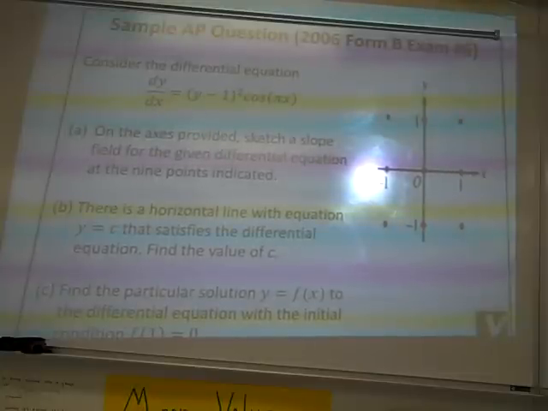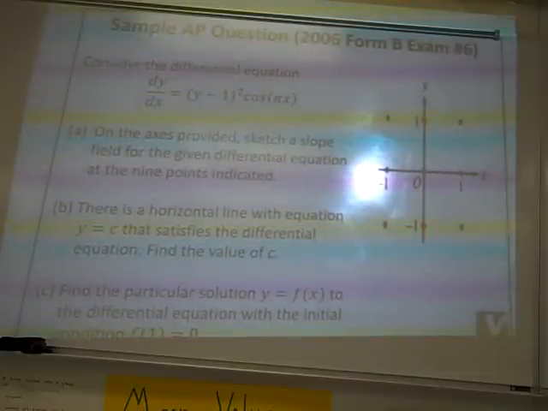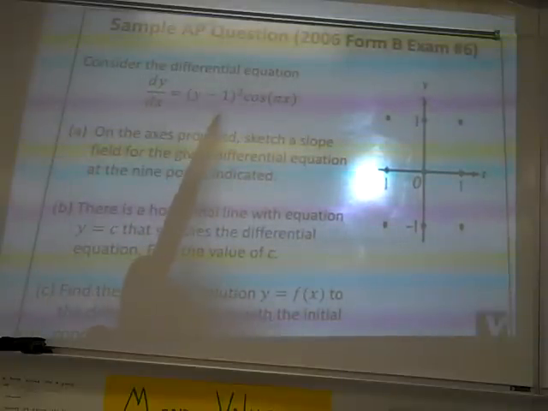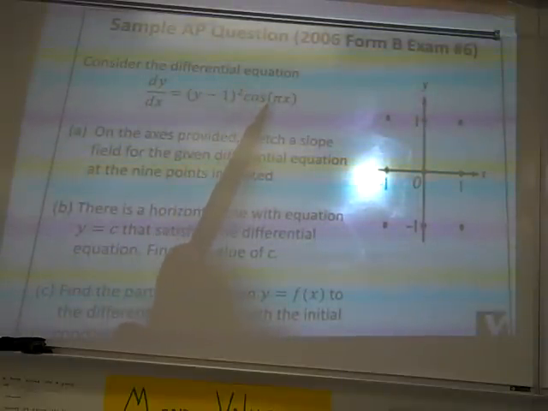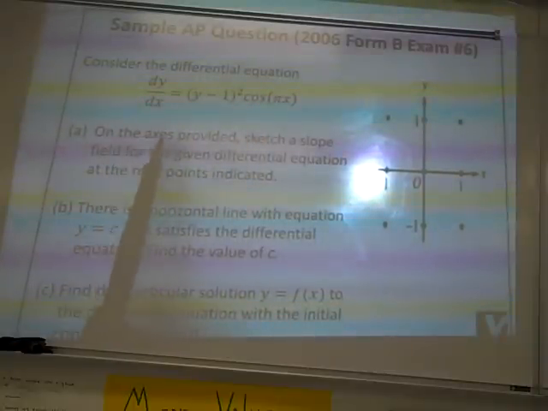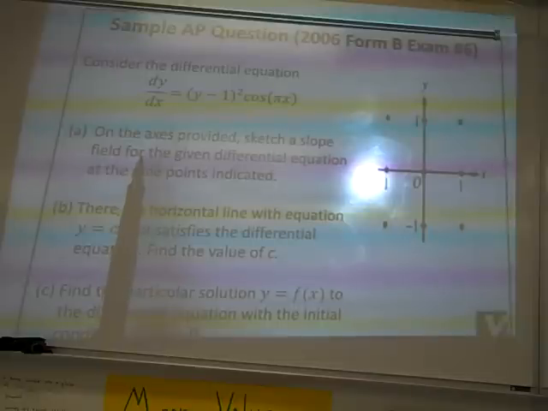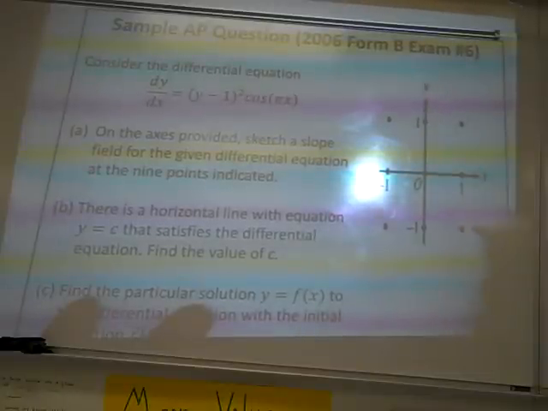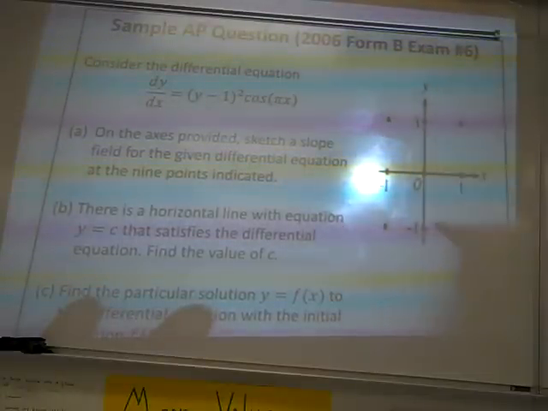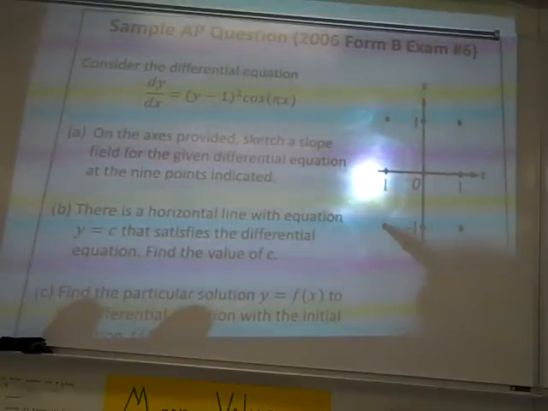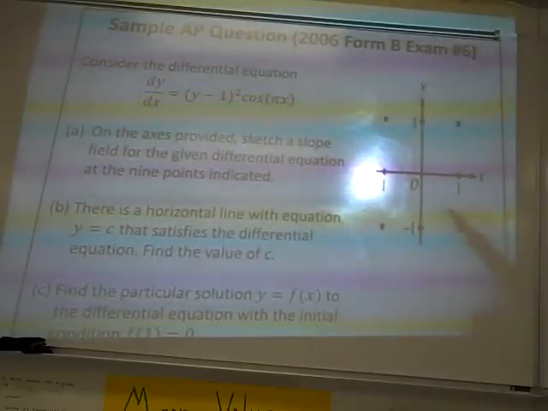So, 2006 Form B AP Calculus exam question number 6. We're given the differential equation dy/dx equals (y minus 1) quantity squared times the cosine of pi x. On the axes provided, we're going to sketch the slope field for the given differential equation at the 9 points. The 9 points are (0, 0), (1, 0), (1, 1), (1, -1), (0, 1), (0, -1), (-1, 0), (-1, 1), and (-1, -1). Those are just the coordinates.